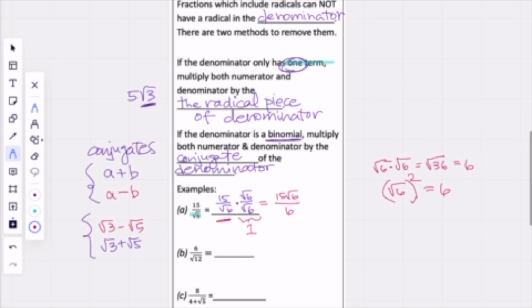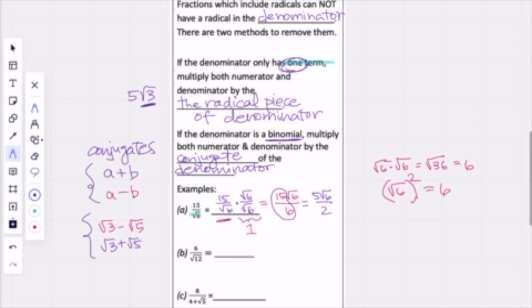And now what we want to do with that is we want to simplify it. Notice this fraction. Both of those pieces are outside the square root, so I can simplify this fraction. 15 divided by 6, both of those pieces, numerator and denominator, have a common factor of 3, so let's divide that out. So we would end up with 5 square root of 6 over 2. And we're just going to leave that radical alone because we're just simplifying the piece that's outside the radical.